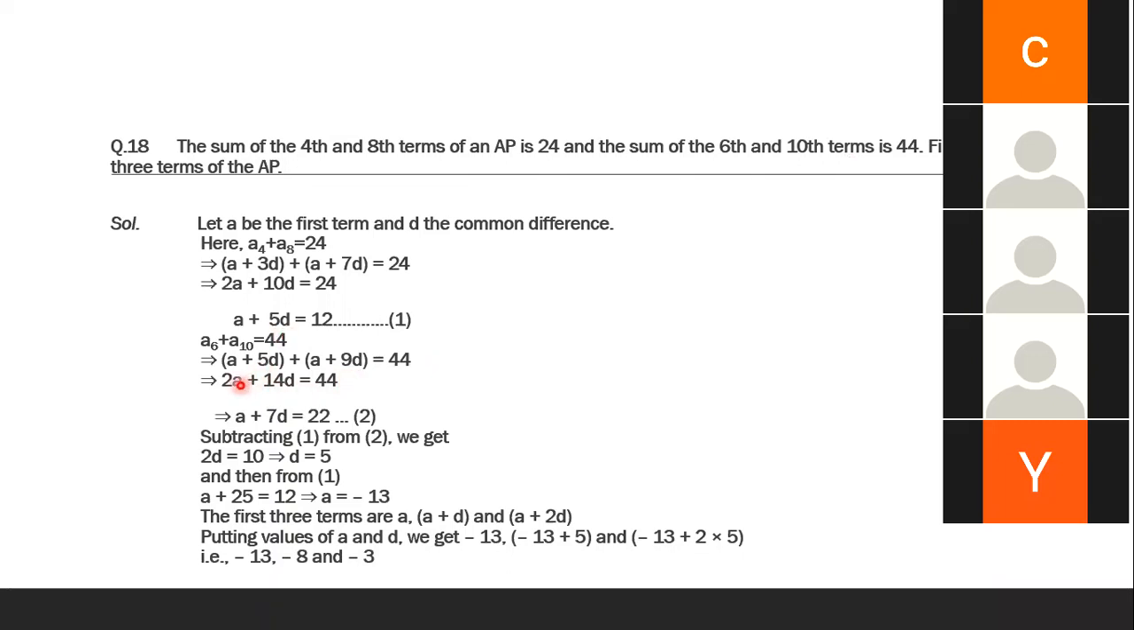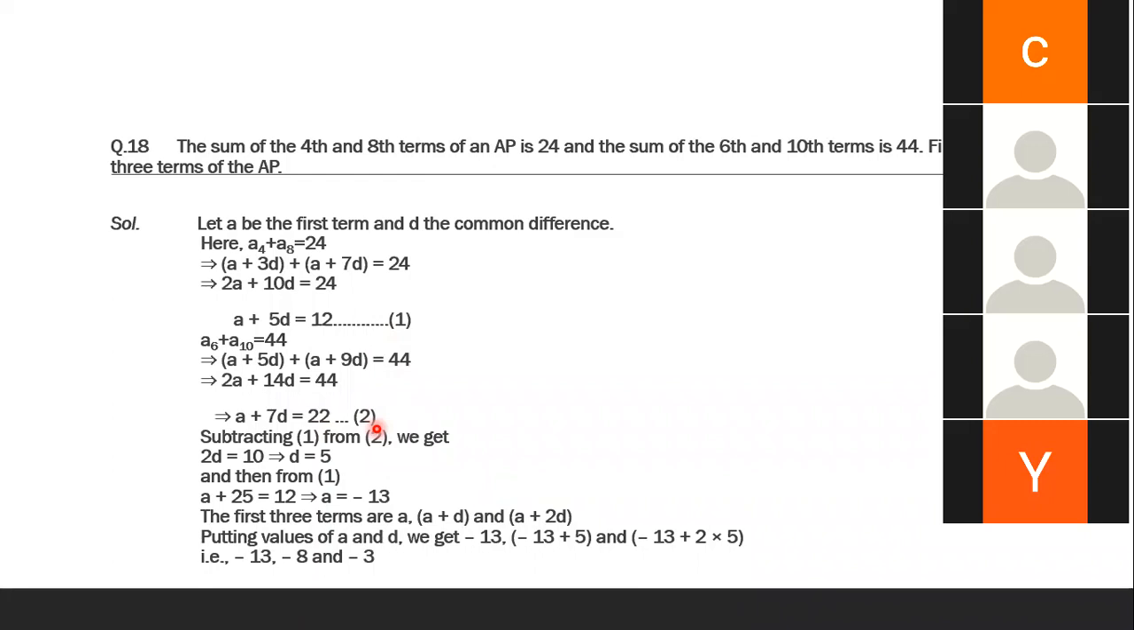Same thing like equation 1. Here the highest common factor of the entire equation is 2. So I'll divide the entire left-hand side and right-hand side by 2. If I divide 2A by 2, I'll get A. If I divide 14D by 2, I'll get 7D. 44 divided by 2 is 22. Any doubt in these two, children, equation 1 and equation 2 we are getting?